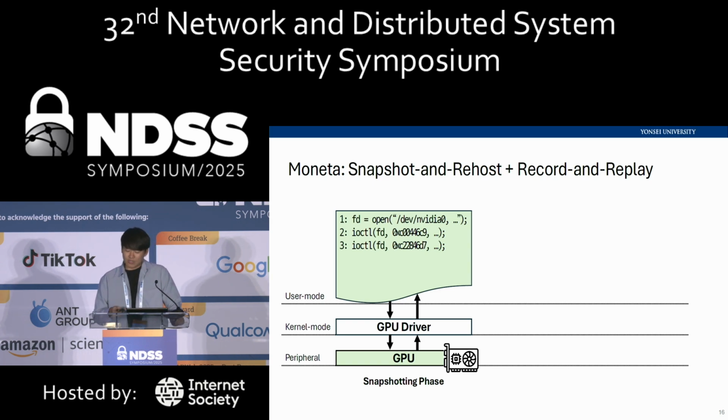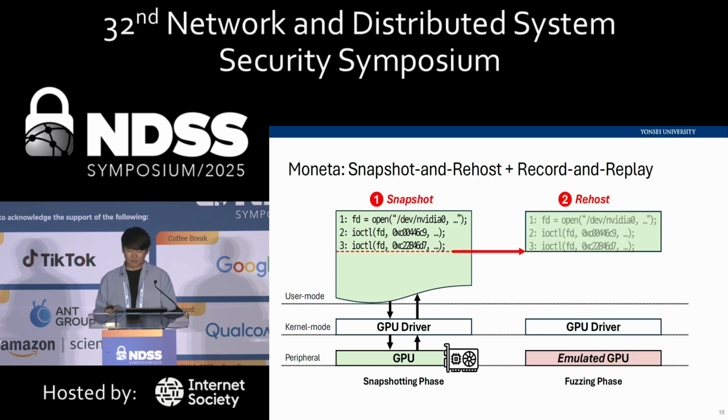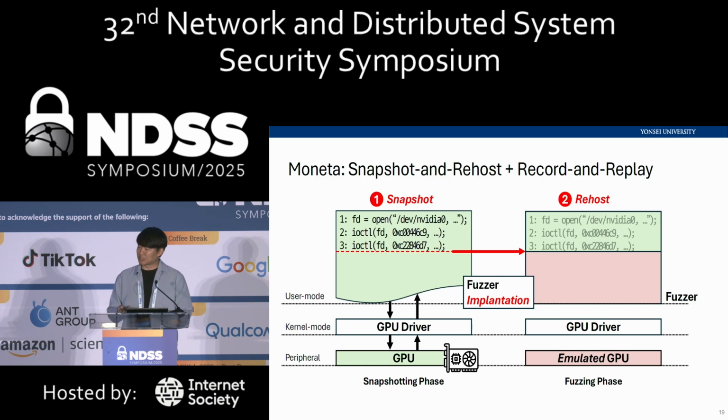So now let me quickly go over Moneta's design and the challenges that we have tackled. The core idea of Moneta is simple. We use a GPU workload to drive the driver into a deep state, and we take a snapshot in the certain deep state, and we rehost the snapshot onto a fuzzing machine, and we transform the previous GPU process into a fuzzer by what we call fuzzer implantation, which I will go over later. So now in the fuzzing machine, the GPU driver is in the previously snapshotted deep state, and the GPU process is replaced with our fuzzer.